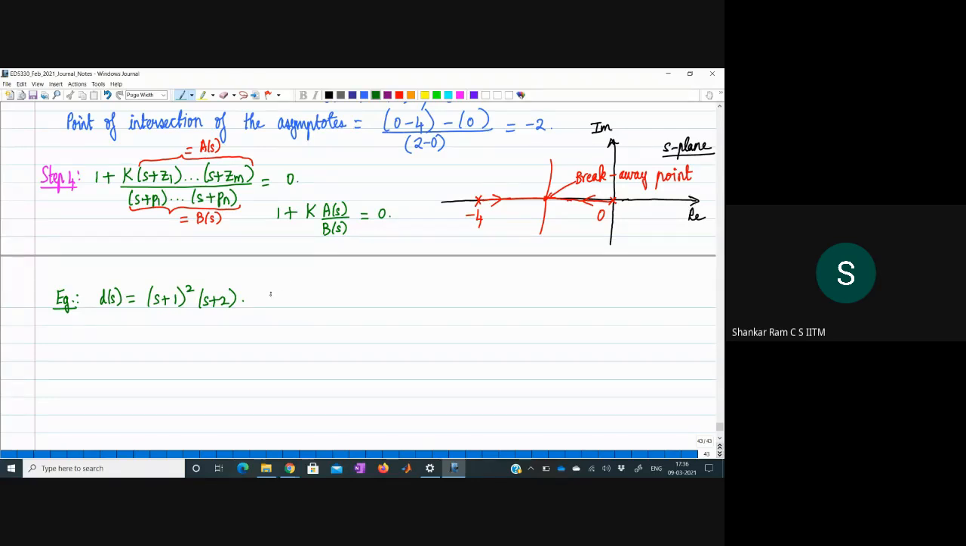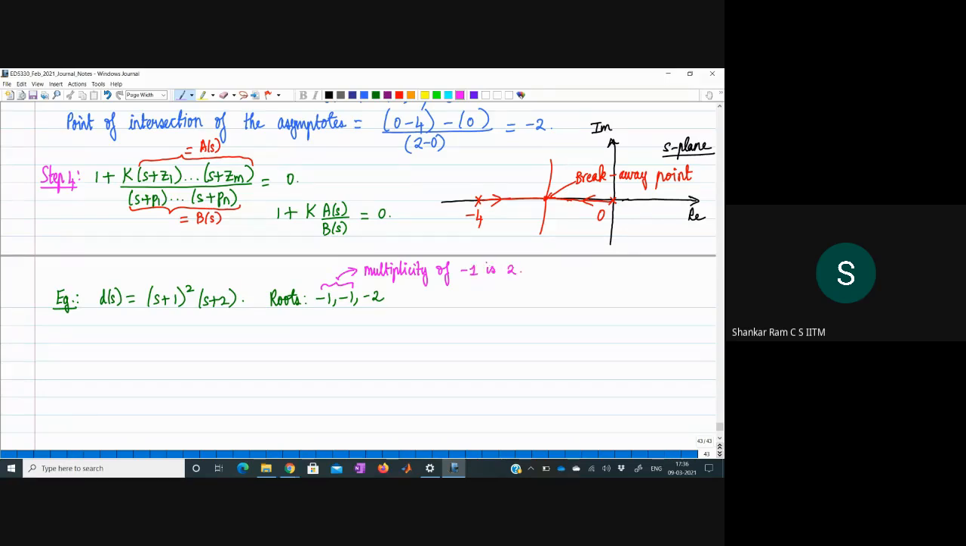Third order, right? So, what are the roots of this polynomial? If we solve for this, we get -1, -1, and -2. Immediately we can see that the root -1 repeats twice. That is what is called multiplicity. So the multiplicity of the root at -1 is 2.